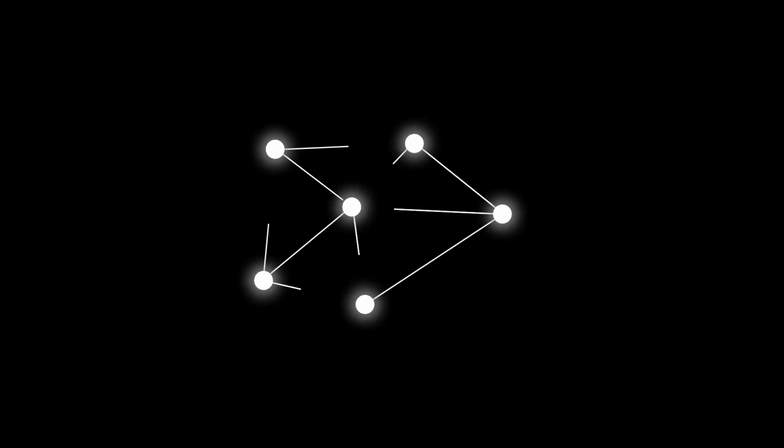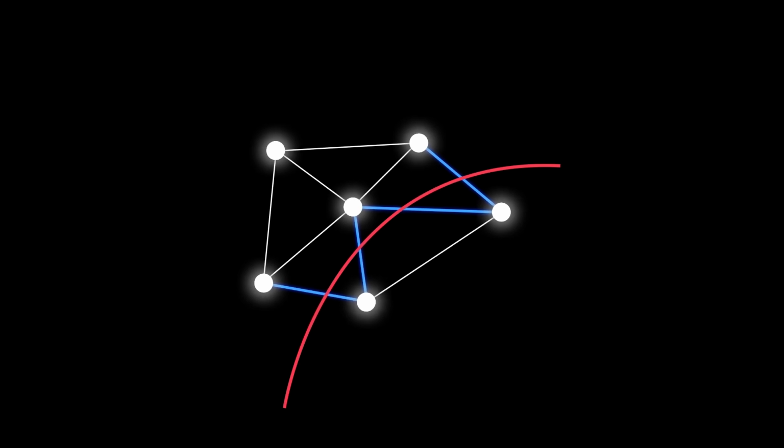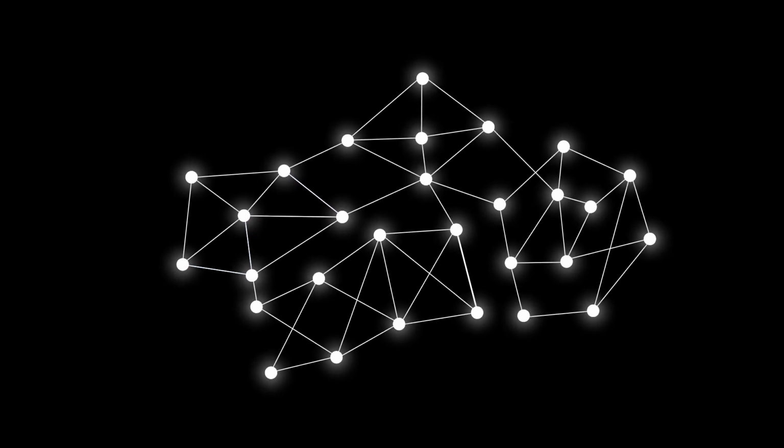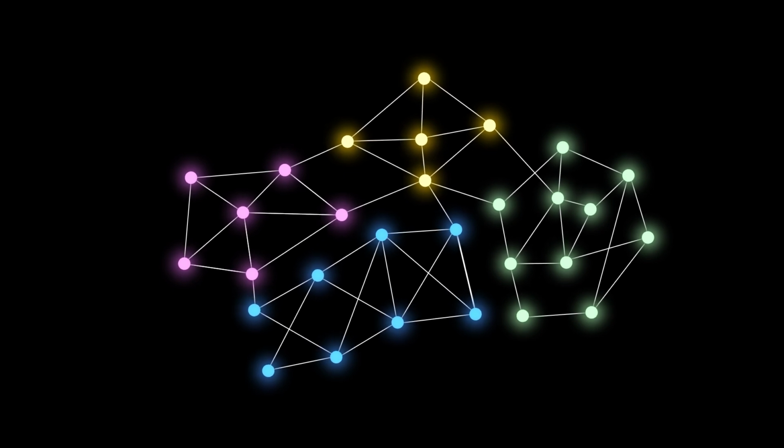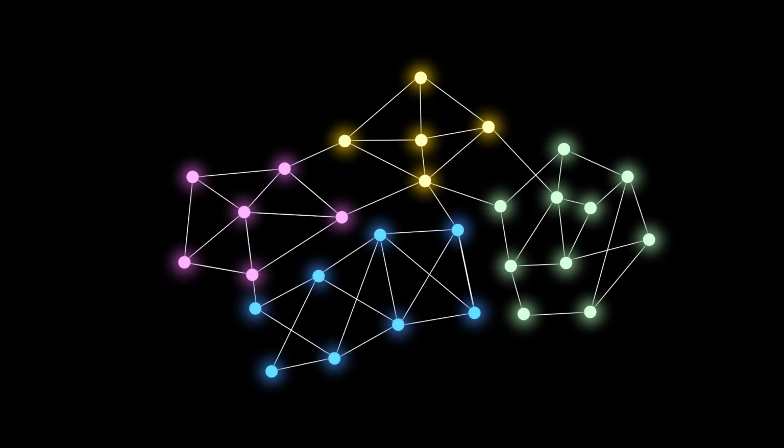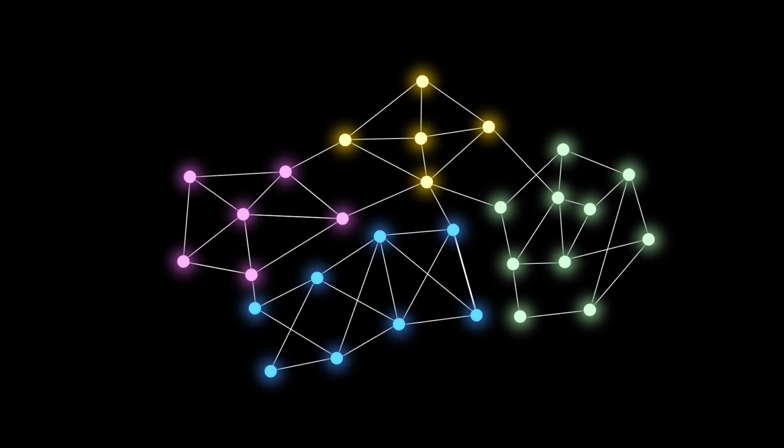An expander is a well-connected graph. Its defining characteristic is that every cut contains a large number of edges. Any graph can be partitioned into subgraphs that are expanders, forming an expander decomposition. This can then be applied recursively to give an expander hierarchy.